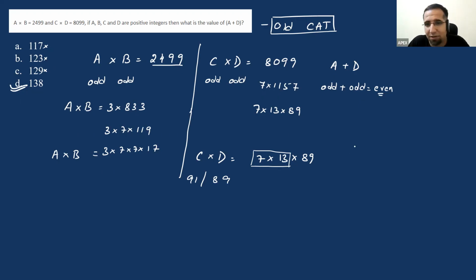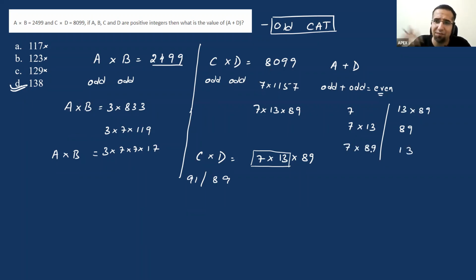See, all the values are close to 140 or something, so understand what numbers C can take. C can be only 7. If C is only 7, then D is equal to 13 into 89. Doesn't make sense, because it's going to 800 something. Similarly, C can be 7 into 13, and then D will be 89. Or C can be 7 into 89 and D can be 13. Again, 7 into 89 is 500 something. So let's not get into this. So this is also ruled out.